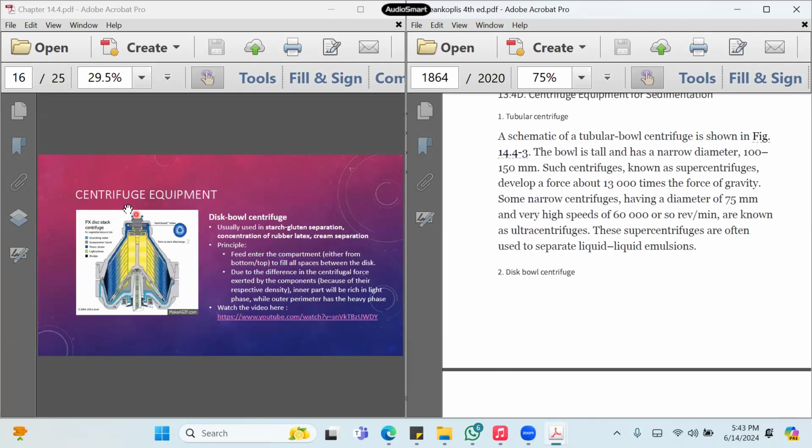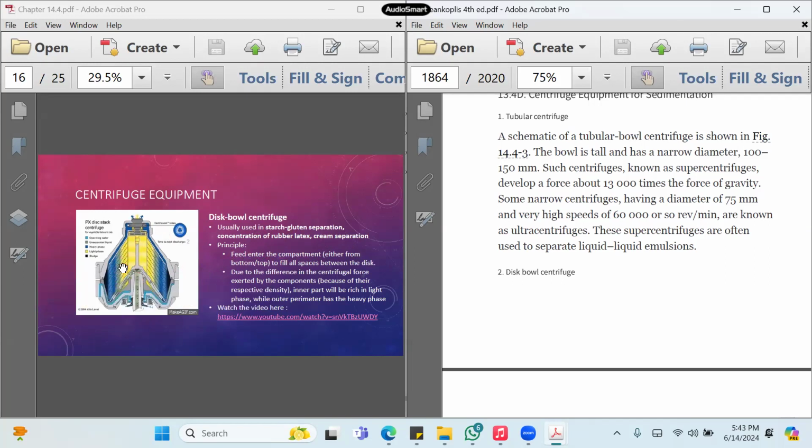The second one is what we call a bowl centrifuge or a disc bowl, because it has discs here. However, in industry we usually call it a bowl centrifuge. It is usually used in starch-gluten separation, concentrating rubber latex solution, and also cream separation. The principle is that the feed enters the compartment either from the top or from the bottom. In this figure, I think it comes in from the bottom.